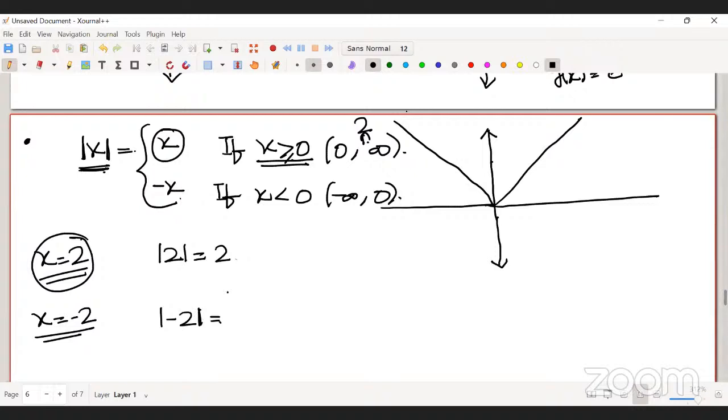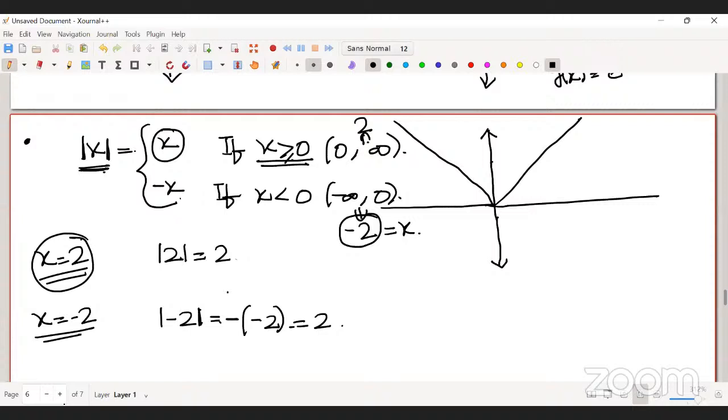And if I take x equal to minus 2, what is modulus of minus 2? 2. Because now what I'm doing is checking the region. Minus 2 falls in this region, the negative side. So I have to take minus of x. And here x is minus 2, so minus of minus 2, which is 2. Correct? So this is what I defined. Modulus of x is x when x is greater than 0, and it's minus x when x is in between minus infinity to 0.